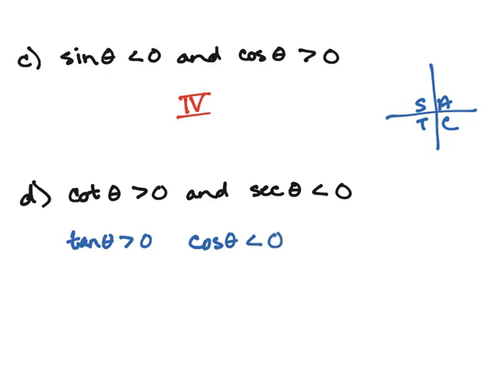So now, let's look at our all-star trig class. Tangent's positive. Tangent's positive in 1 or 3. Cosine is less than 0. So where are we? 3. We are in quadrant 3.